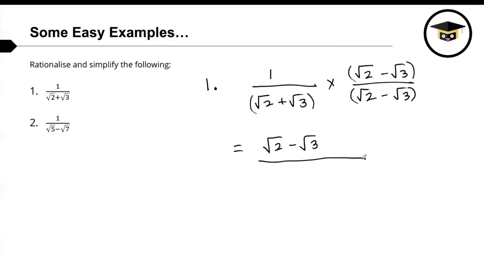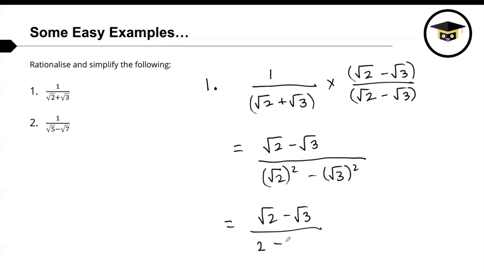And our denominator is difference of squares, remember? So it's the first term squared minus the second term squared. So I'm going to show full working for this example, but for the next ones, I'm not going to do that. So we're going to have root 2 all squared minus root 3 all squared. The top stays as root 2 minus root 3. Now, root 2 squared is just 2, and root 3 squared is just 3. So we're left with root 2 minus root 3 over negative 1.